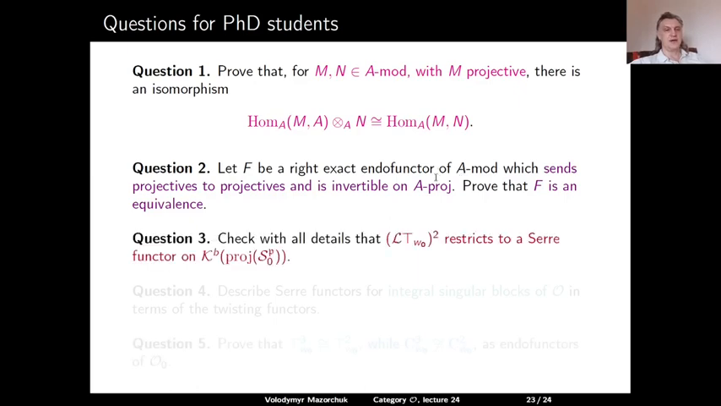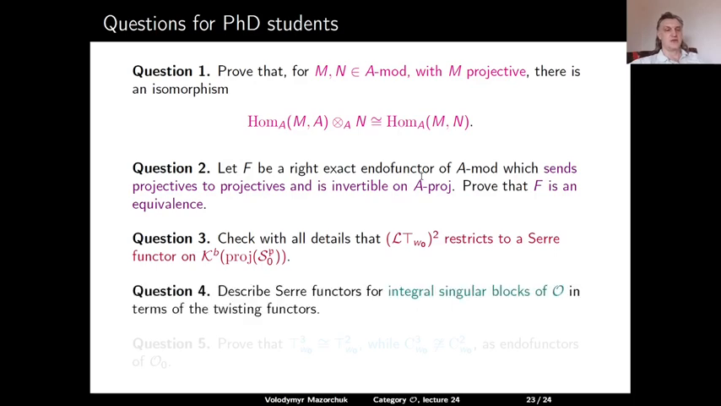Question 3. Check with all details that the square of the left derivative of twisting by W0 restricts to a Serre functor on the category of perfect complexes for S0P. Question 4. Describe Serre functors for integral singular blocks of category O in terms of twisting functors. And question number 5. Prove that the square of twisting by W0 is isomorphic to the cube of twisting by W0, while the square of the shuffling by W0 is not isomorphic to the cube of the shuffling by W0.